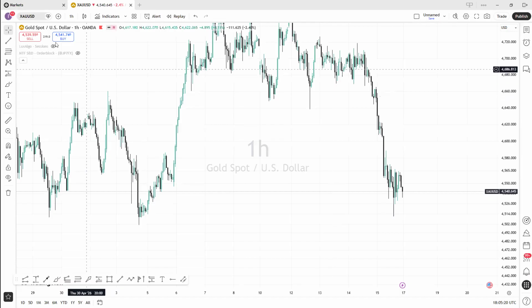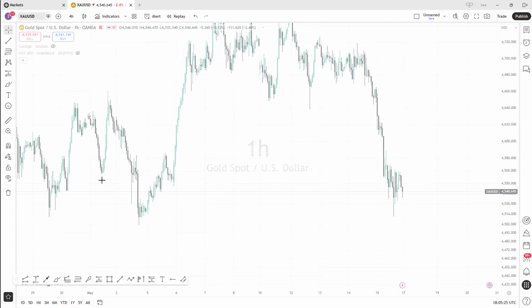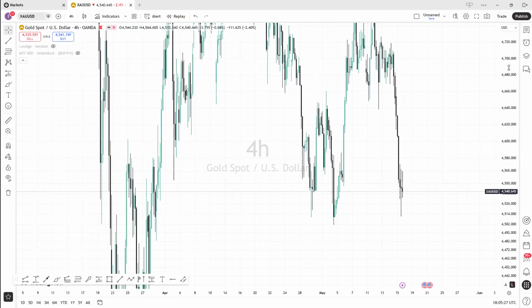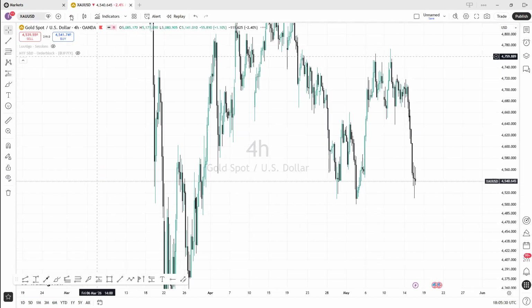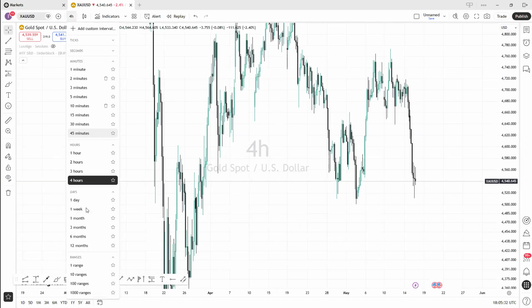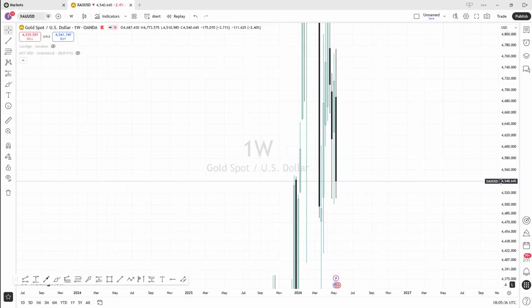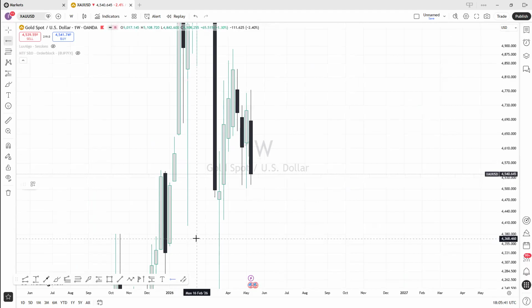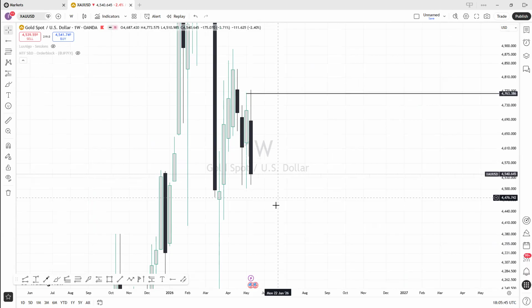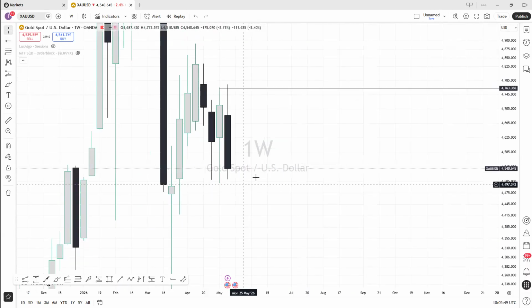So we have to analyze from top down, from higher time frame to lower time frame, in order to get a clear direction of Goldie for next week. Okay, let's start with the weekly time frame. Last week it closed within the previous week, but it manipulated the high. So that indicates what? Bearish continuation for next week.